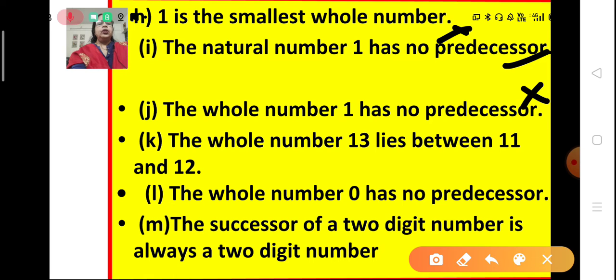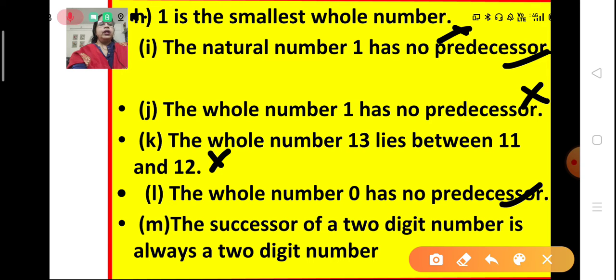Then next, the whole number 13 lies between 11 and 12. Is it right? No, it is wrong because after 11 comes 12. There is no number between them. 13 doesn't come between them. Next one, the whole number 0 has no predecessor. Yes, this is right. Whole number 0 has no predecessor.